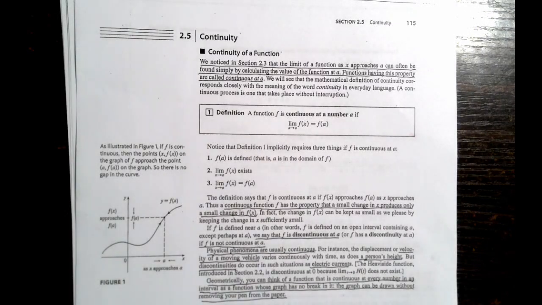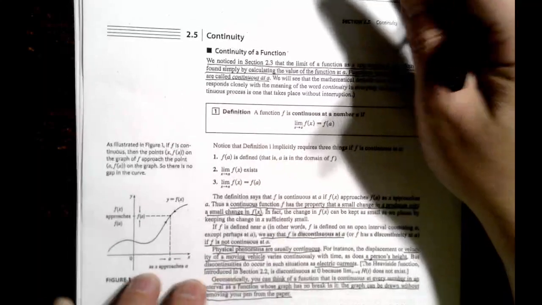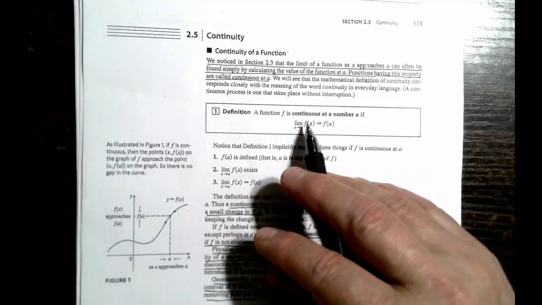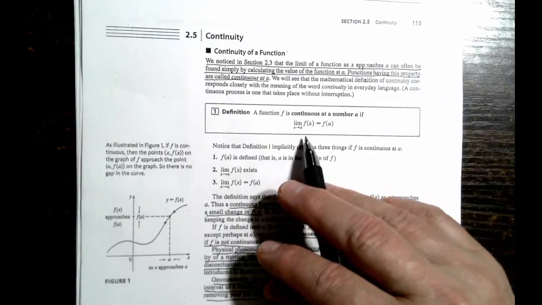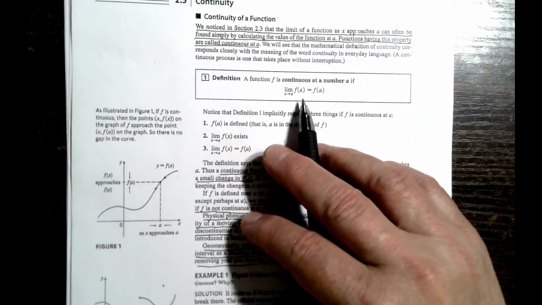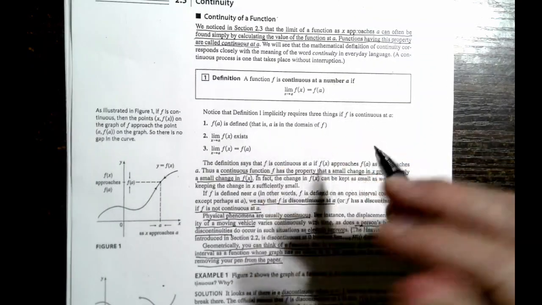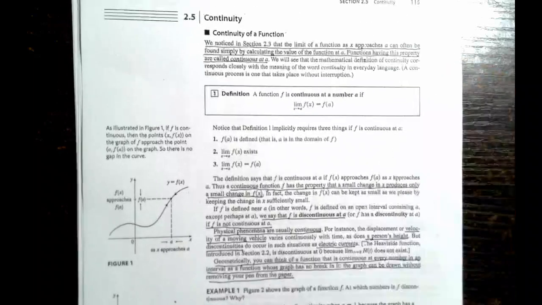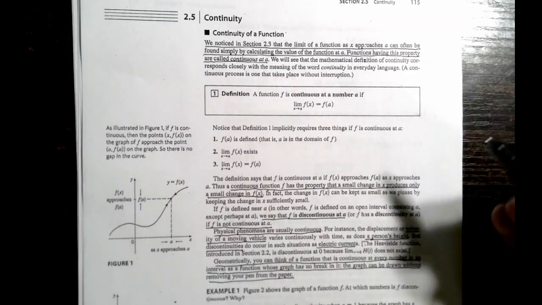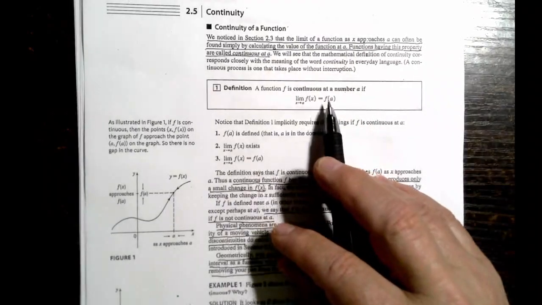Alright, in section 2.5 we talk about continuity. Continuity just allows us, if we know that a function is continuous at a number a, to use direct substitution, so that the limit equals f of a. So it's very nice if we can show continuity first, and then we can just do direct substitution to find the limit. Now what does this definition mean?